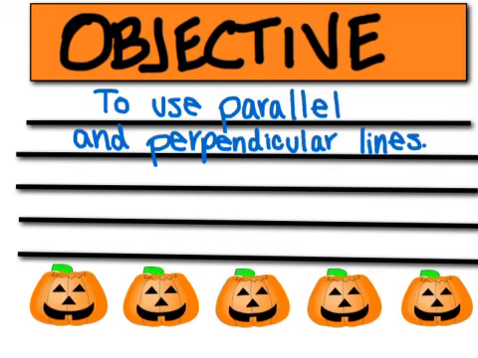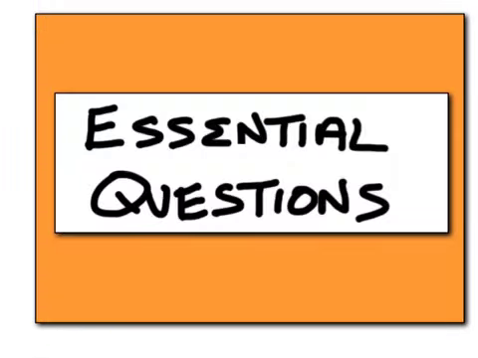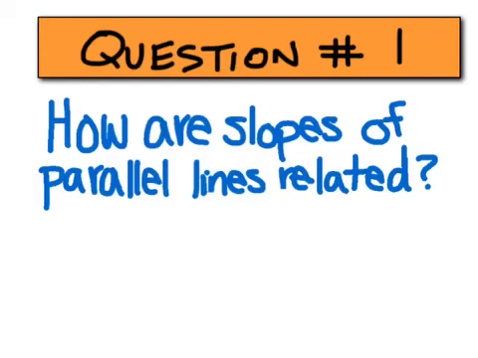The objective for today is to use parallel and perpendicular lines. The learning target is to identify slopes of parallel lines and identify slopes of perpendicular lines. Our essential question for the first part is how are slopes of parallel lines related? Slopes of parallel lines are going to be equal.